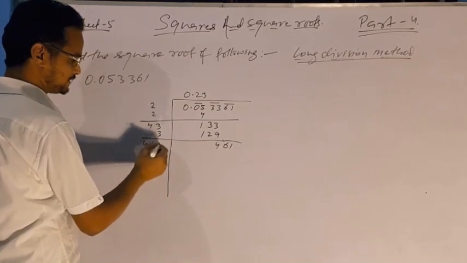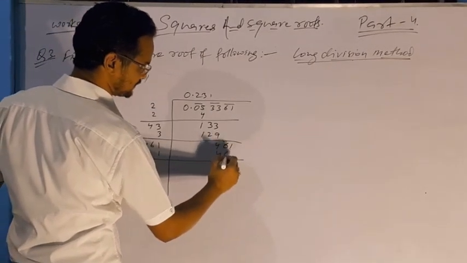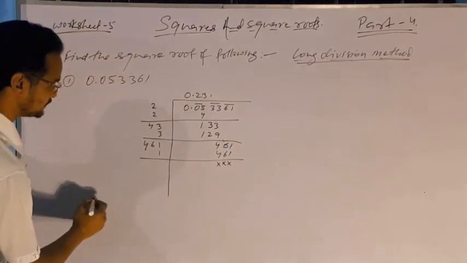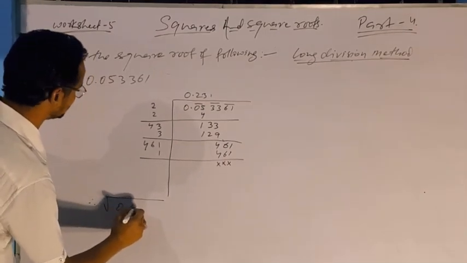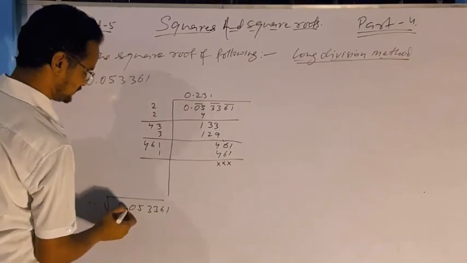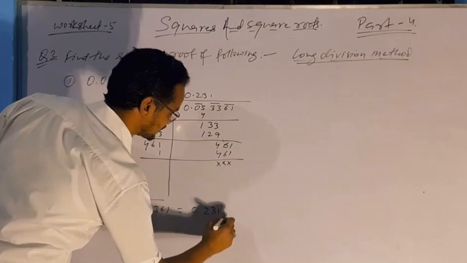Now we have to put a digit there, 1, so that at 1's times it will be exactly divisible. Therefore we can say that the square root of 0.053361 is 0.231. Answer.